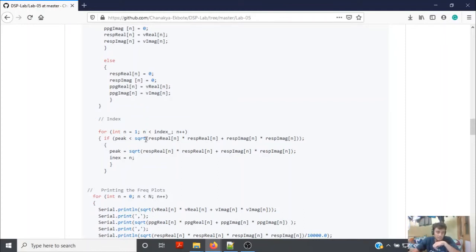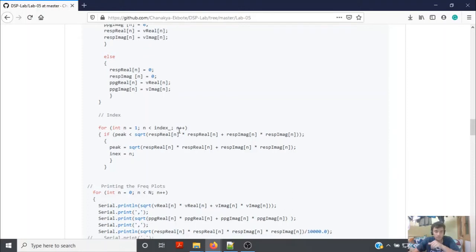So now we want to find out the index that corresponds to the peak, right? So we just take the magnitude response and we find out the maxima between that and the index. The reason I compute only till the index value is that that is the only place where a respiratory signal is defined. After that, all of them are a bunch of zeros, until it starts repeating again from the max length of the signal minus the index value.